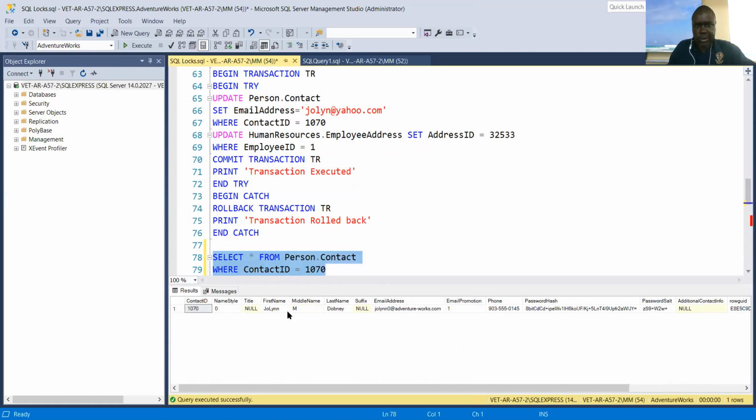So there is this contact, and the email address is jolly0@adventure-works.com. Okay, so that would work. Then the second part, the update, is we want to update the address and set to that where employee ID is 1. So again, I want to check in this table.